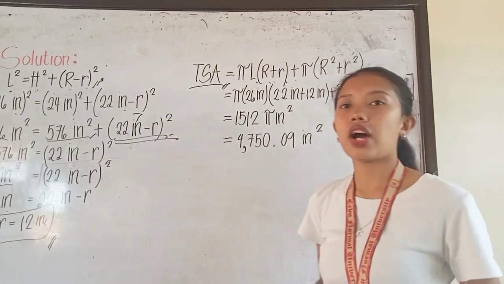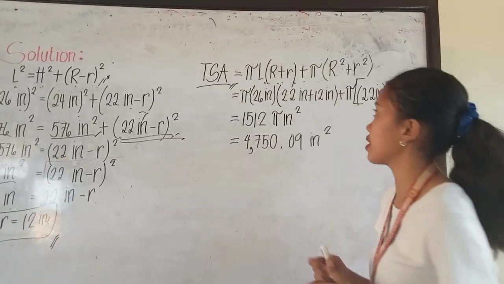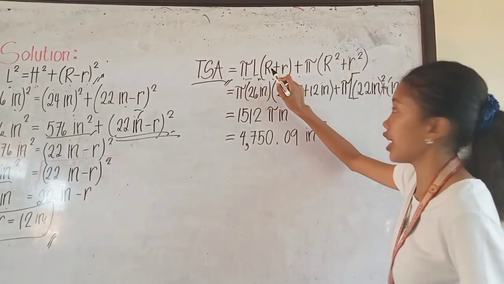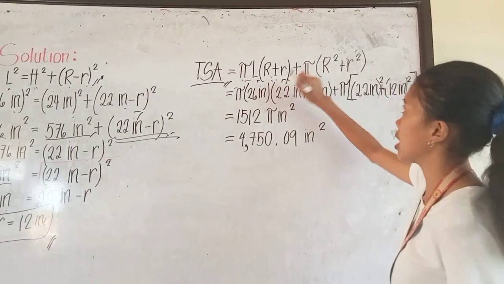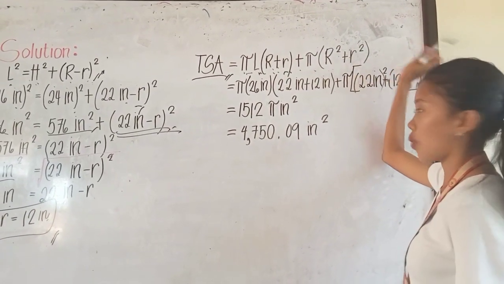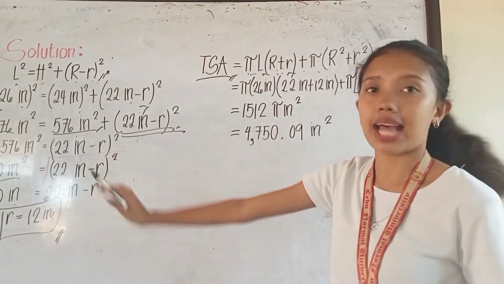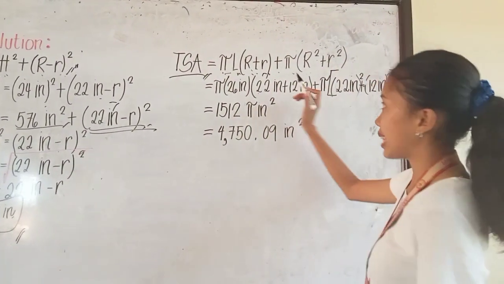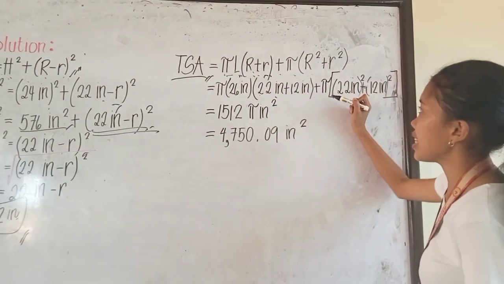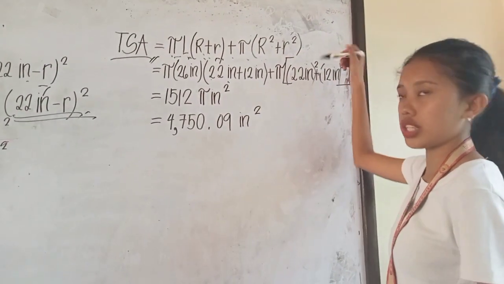Next, let's show the total surface area. The formula for the total surface area equals pi times slant height times R plus r, plus pi times R squared plus r squared. So we substitute the given: pi times 26 inches, the slant height, times 22 inches plus 12 inches, plus pi times 22 inches squared plus 12 inches squared.